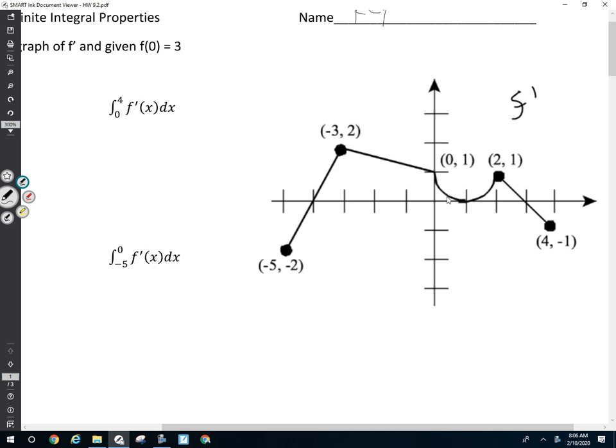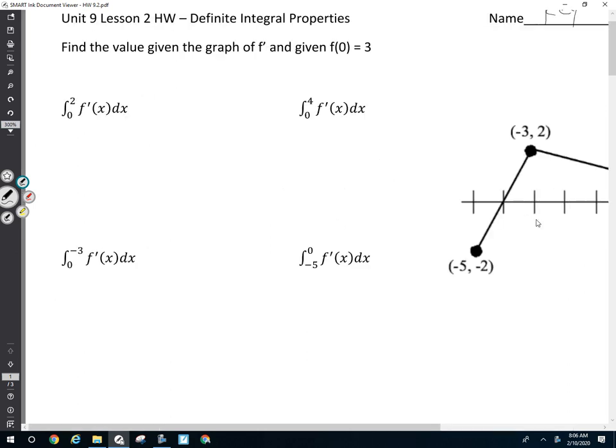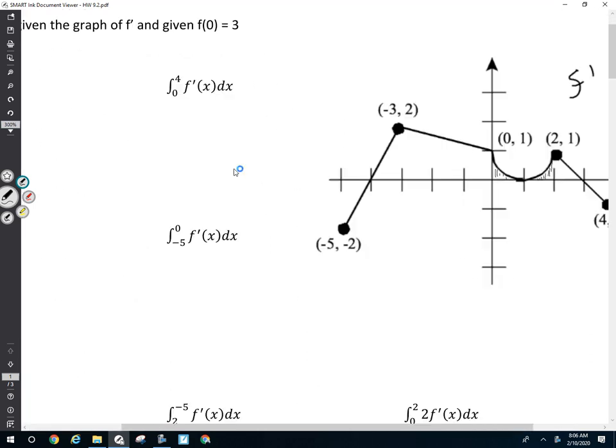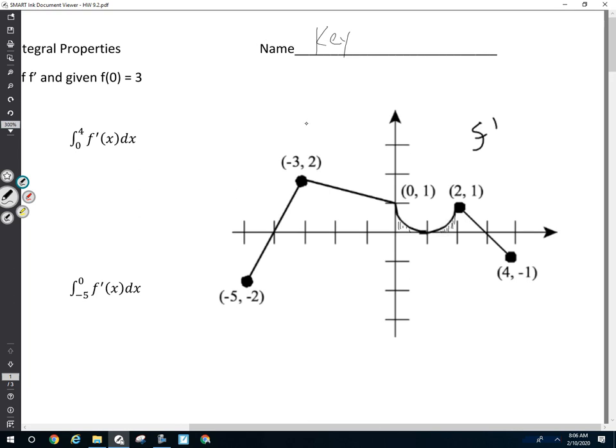We are able to find this area and all of these areas geometrically. So we're not going to approximate using Riemann sums. We're going to find the actual value. We just have to remember from left to right, above the x-axis is positive. Below the x-axis would be negative from left to right. But then from right to left, it would be the opposite.